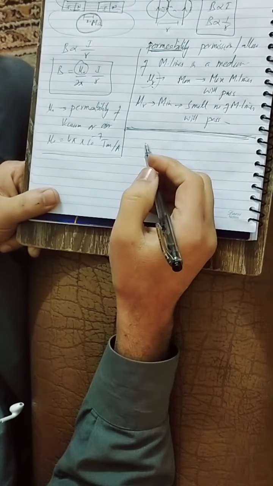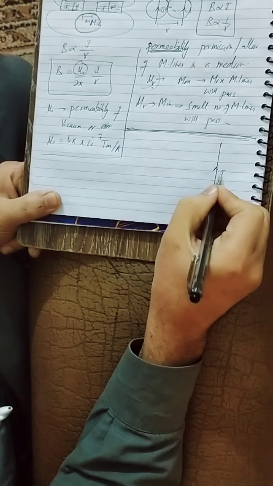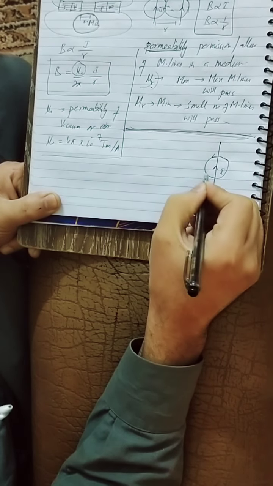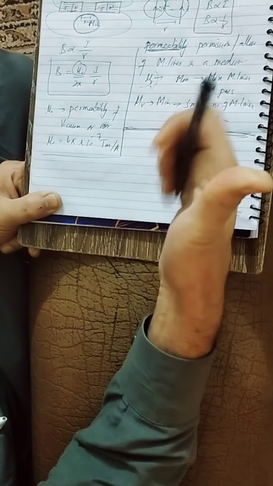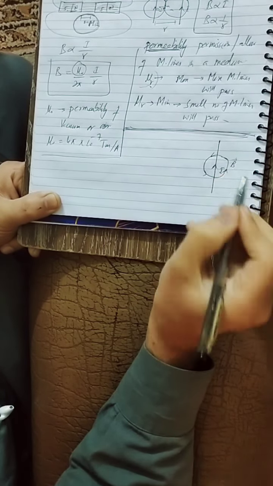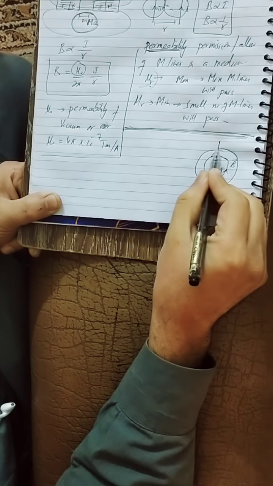Let us consider we have a wire which has a current I and it is producing a magnetic field anticlockwise according to the right hand rule. This is the magnetic field anticlockwise, and there is an Amperian loop. The Amperian loop should be in 2 dimensions.